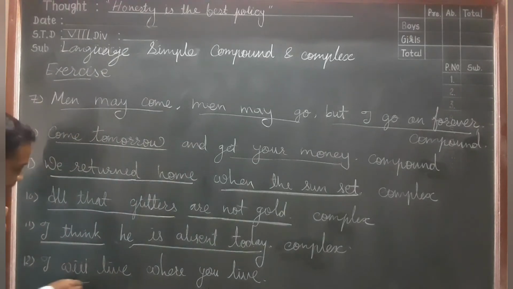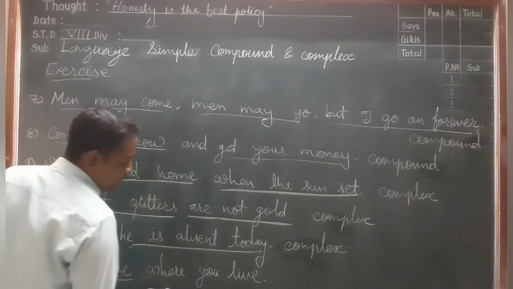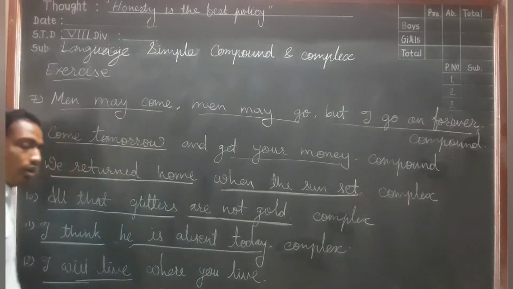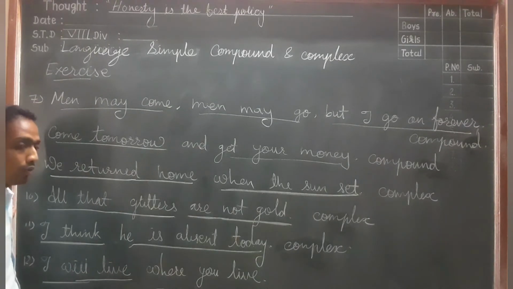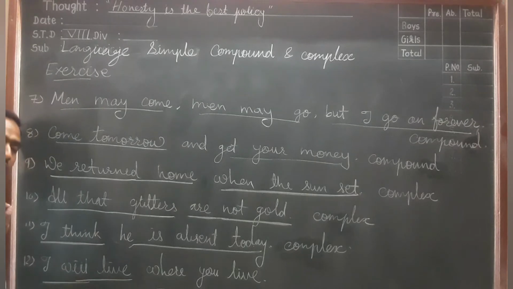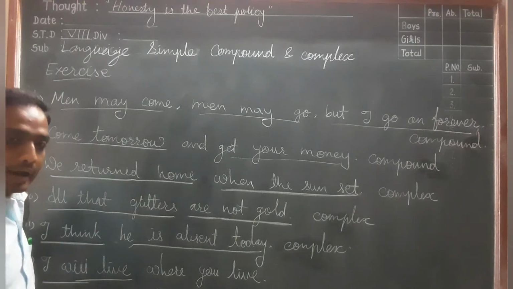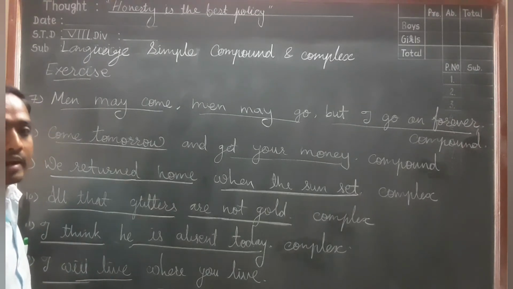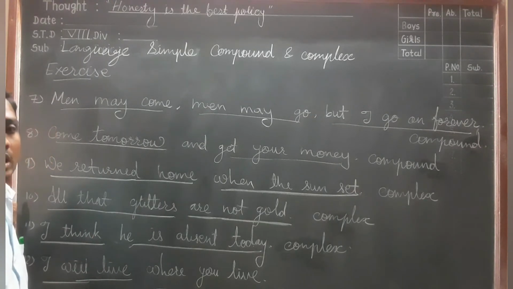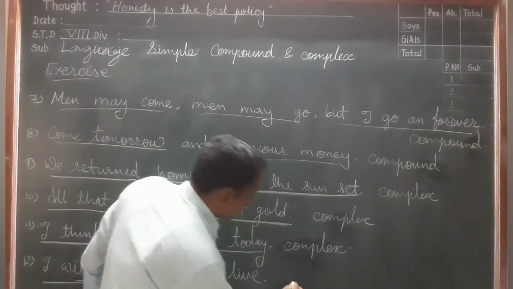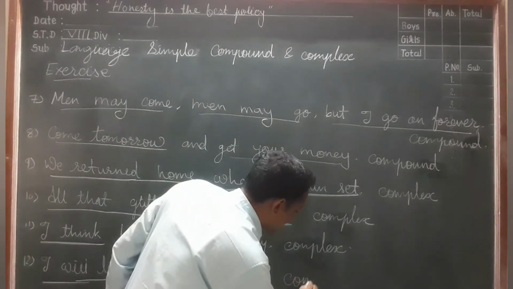I will live where you live. Here also two clauses. I will live. I will live where you live. Here in this sentence also one is a dependent and one is an independent clause. One is principal and second is a subordinate clause. So this is also a complex sentence.